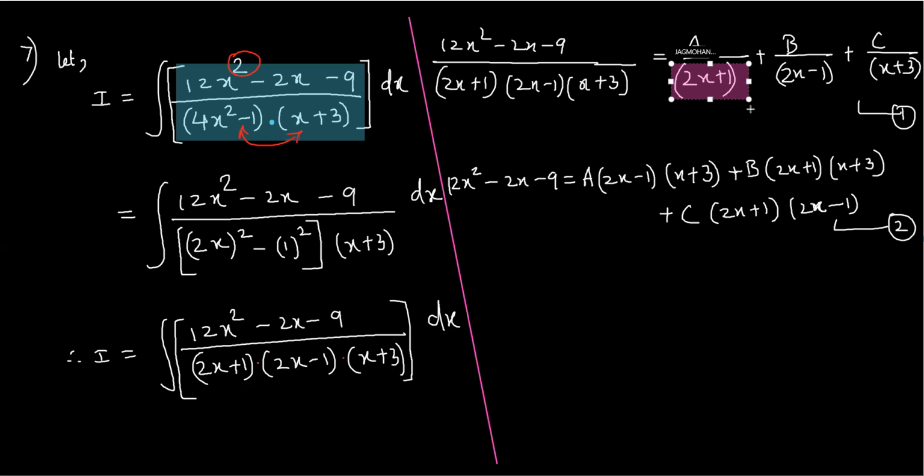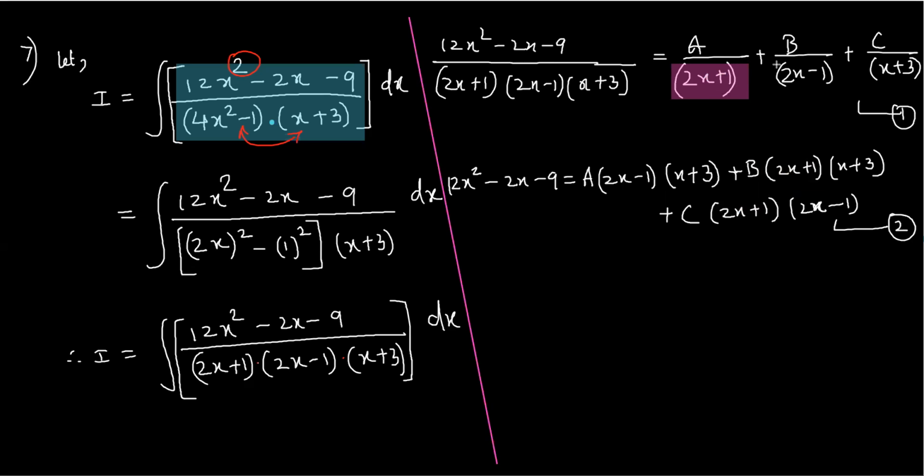Now with x as negative half, you will see you got 2x plus 1 here and you got 2x plus 1 here. So 2x plus 1 will be 0. So 0 multiplied to b and 0 multiplied to c. b and c are eliminated, and you get the value of a. Then you will substitute the value.